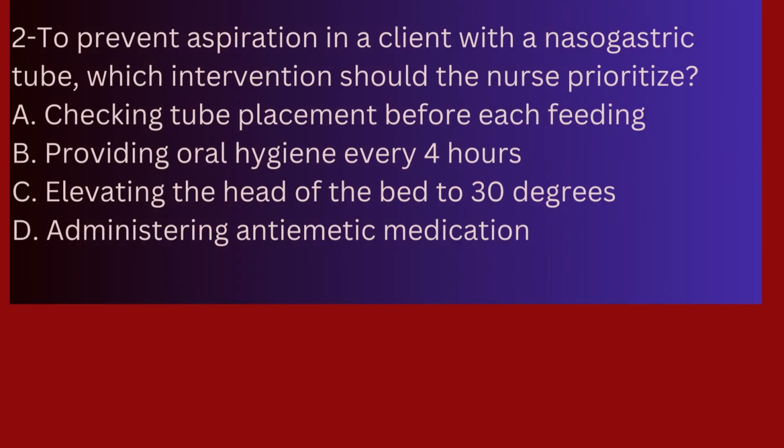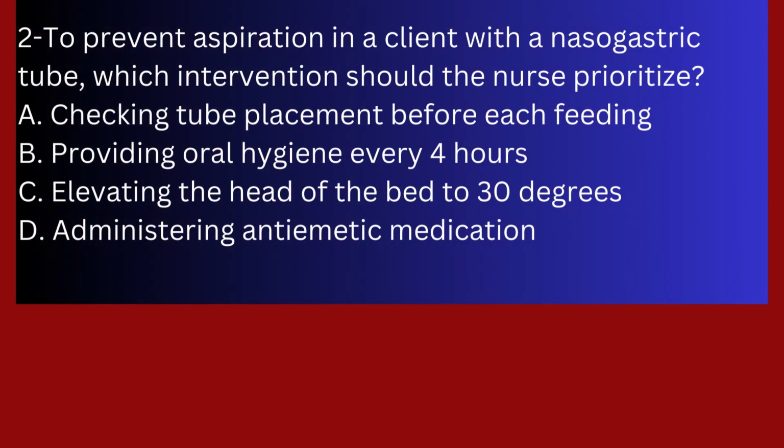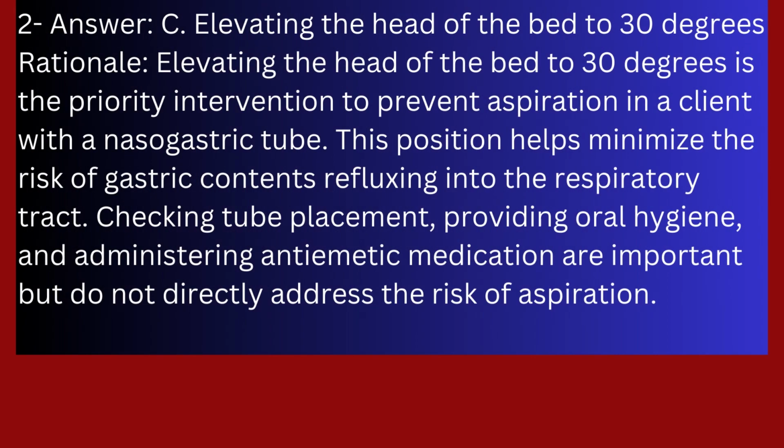Question number 2. To prevent aspiration in a client with a nasogastric tube, which intervention should the nurse prioritize? A. Checking tube placement before each feeding. B. Providing oral hygiene every 4 hours. C. Elevating the head of the bed to 30 degrees. D. Administering antiemetic medication. The answer is C. Elevating the head of the bed to 30 degrees.